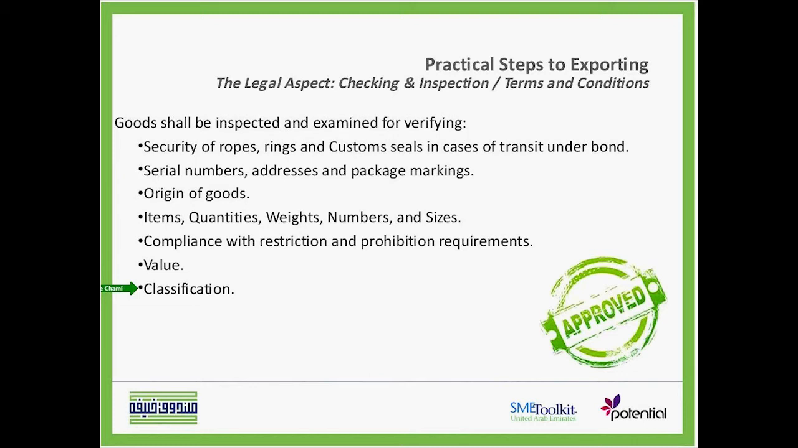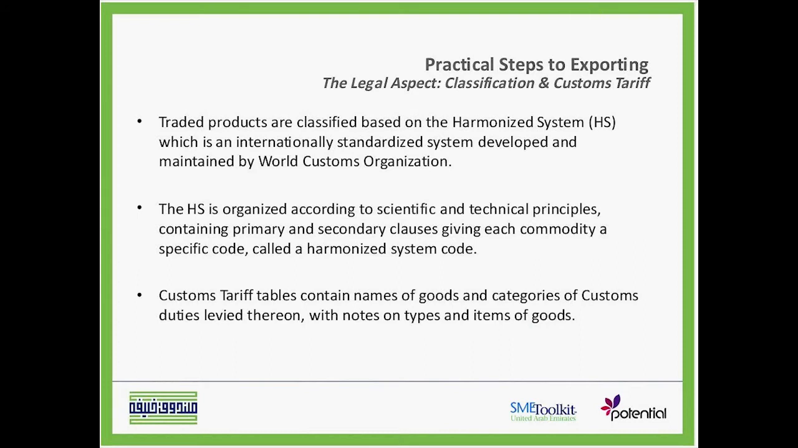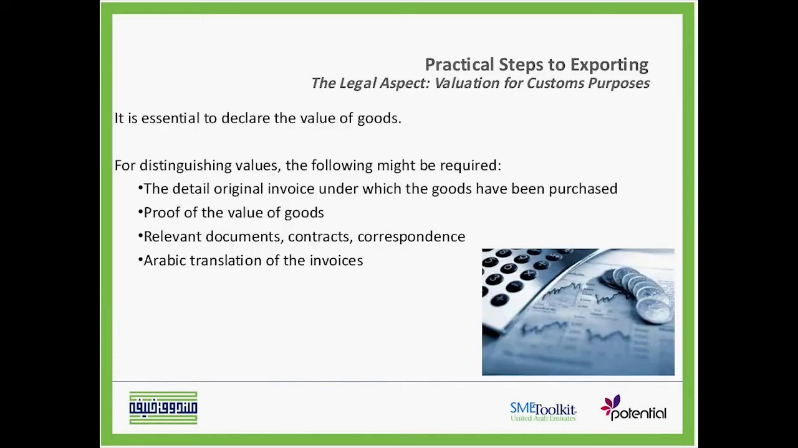they classify the goods. Now for the classification and customs tariff, traded products are classified based on the harmonized system, which is an internationally standardized system developed and maintained by the World Customs Organization. The HS is organized according to scientific and technical principles containing primary and secondary clauses, giving each commodity a specific code called a harmonized system code. Customs tariff tables contain names of goods and categories of customs duties levied thereon, with notes on types and items of goods.